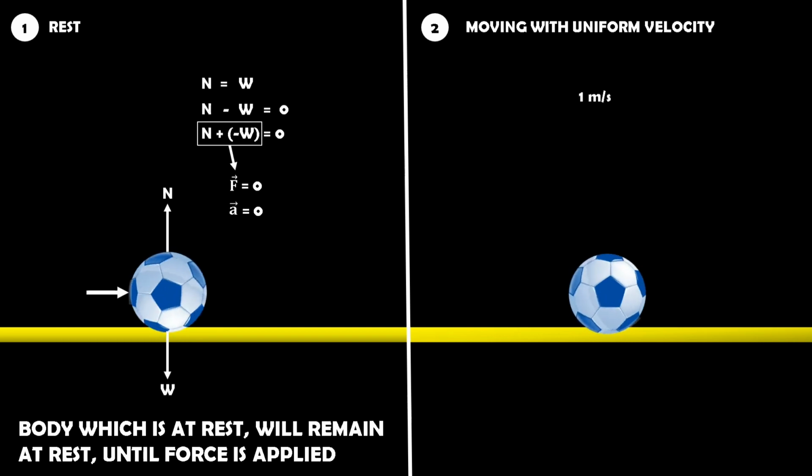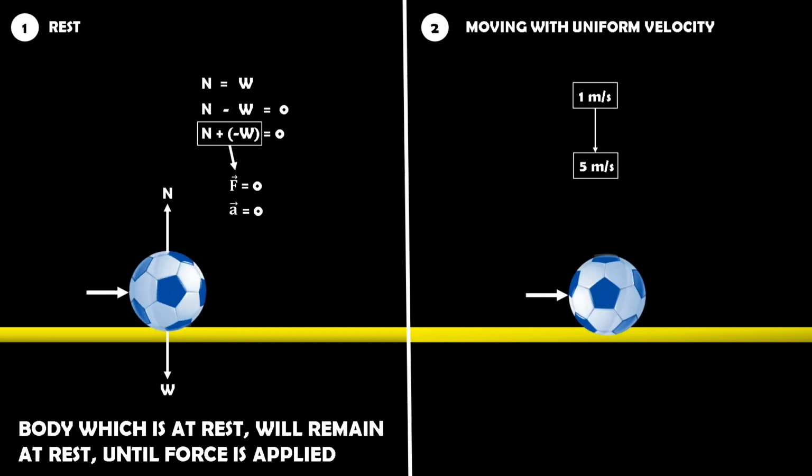In the second case, the ball is under uniform motion, having a uniform velocity of 1 meter per second. Till now, we haven't applied any force on the football. This is the reason why it is under uniform motion. If we apply some force on the football, it will change its velocity and move somewhat faster, which you can see in the animation. Suppose the velocity of the ball changed from 1 meter per second to 5 meters per second. Due to this change in velocity, the football will accelerate.